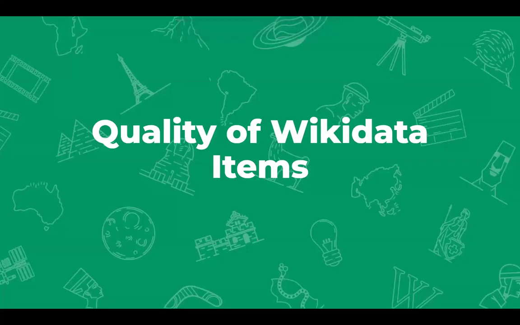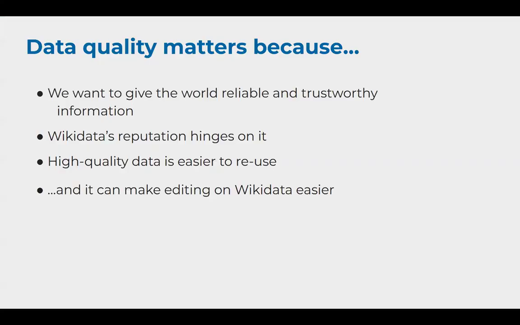Then the second item is quality of Wikidata items. We are creating these Wikidata items, but how do we ensure that they are really of good quality? Remember that Wikidata is always editable by the entire community, all of us, at any time we want. Why does data quality matter? Why should we create good Wikidata items? We want the world to trust Wikidata and know that it is reliable and trustworthy information.